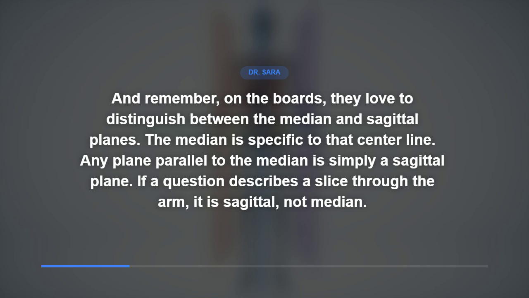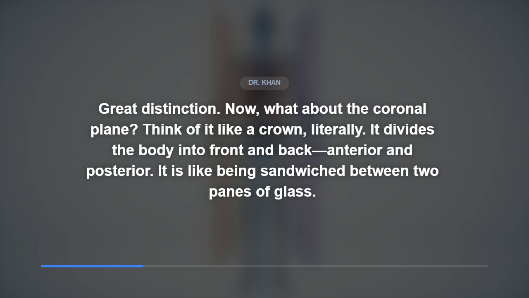And remember, on the boards, they love to distinguish between the median and sagittal planes. The median is specific to that center line. Any plane parallel to the median is simply a sagittal plane. If a question describes a slice through the arm, it is sagittal, not median. Great distinction. Now, what about the coronal plane?